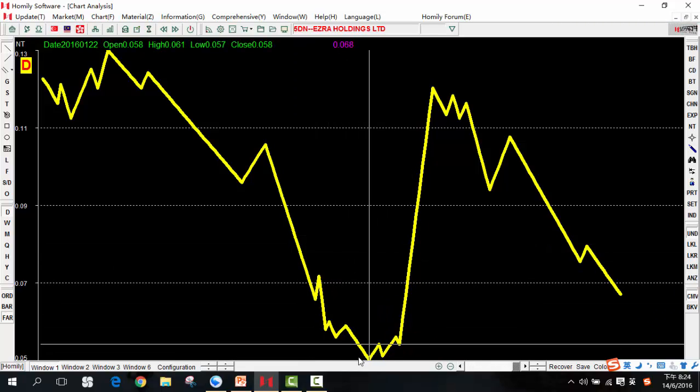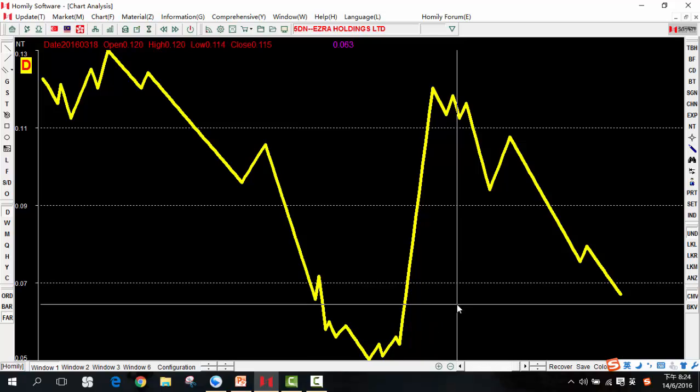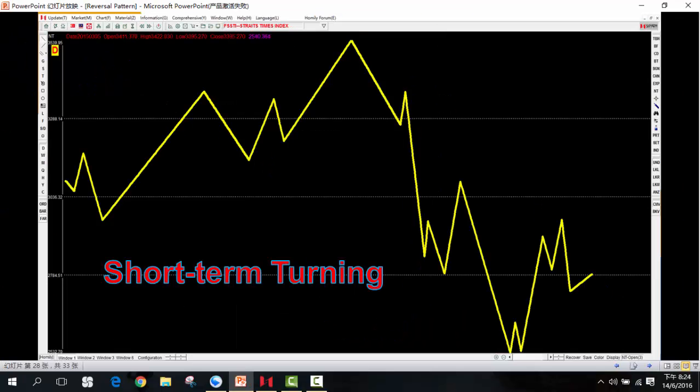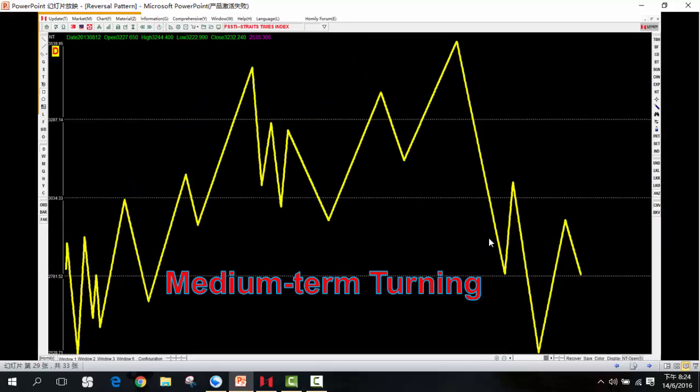Like the V pattern, right? Okay, so this is the short-term pattern, short-term turning. And this one is the medium-term turning. You can also check by medium-term turning. Okay, so which pattern is it like this?